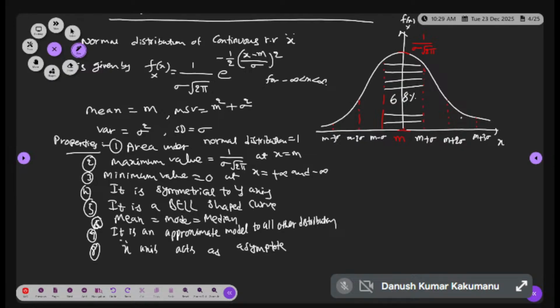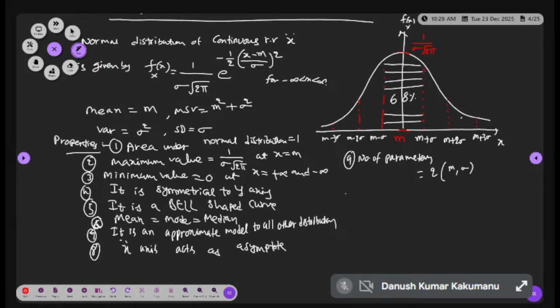X-axis acts as asymptote. And one more thing here is what? Number of parameters. That is a previous GATE question. In the normal distribution, how many parameters are there? 2 parameters. What are the 2 parameters? M and sigma.